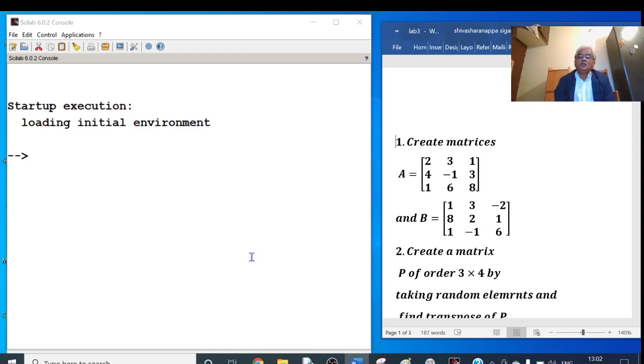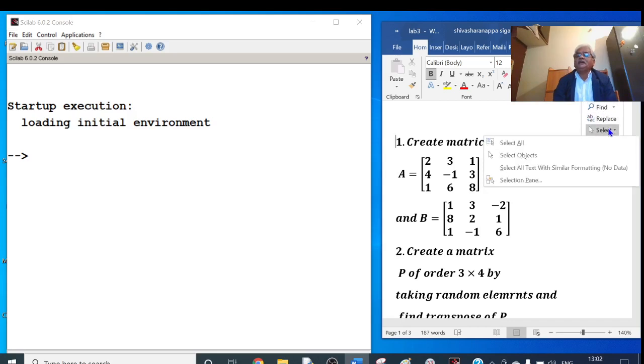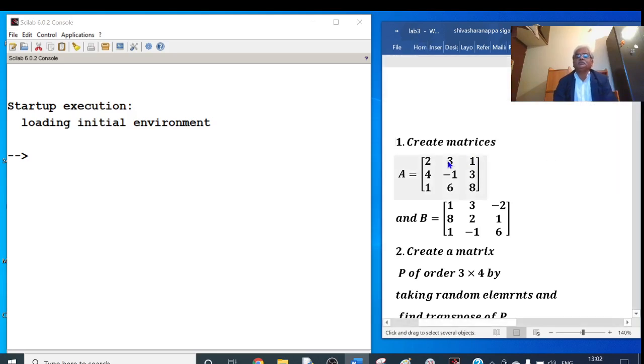In this video, we discuss some commands related to matrices in Scilab. So here we have to create matrices A equal to [2, 3, 1; 4, -1, 3; 1, 6, 8] and another matrix B equal to [1, 3, -2; 8, 2, 1; 1, -1, 6]. So we have to create these two matrices in Scilab.